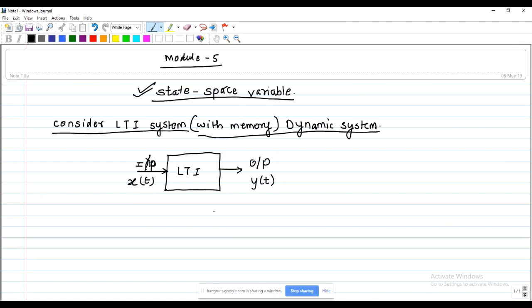Now I want to represent the system output in terms of input. If it is a continuous time system, we use a differential equation. And instead of that, if I use x of n and y of n, then I will use a difference equation. So there are two methods of representation of an LTI system which is dynamic in nature. When I'm using continuous time, it will be a differential equation, and when it is discrete time, it will be a difference equation.